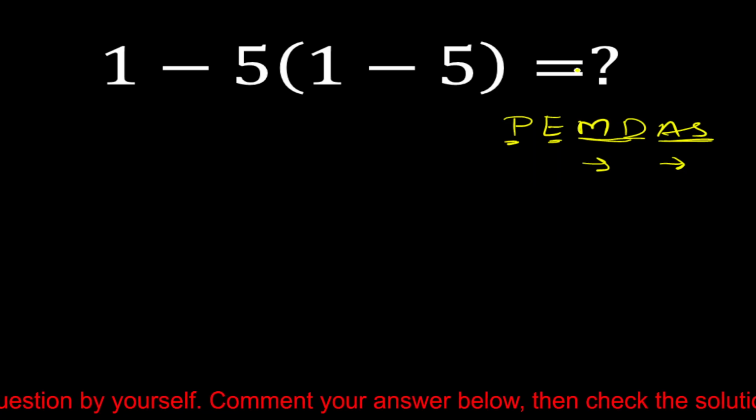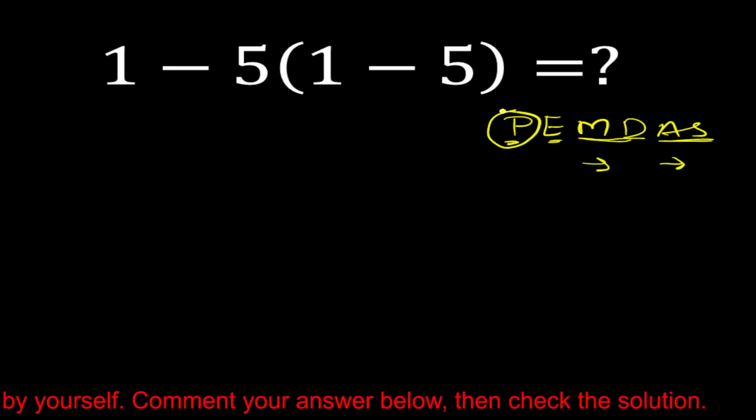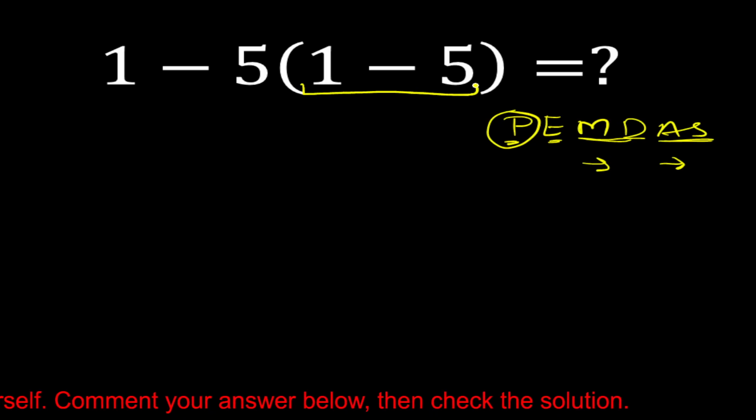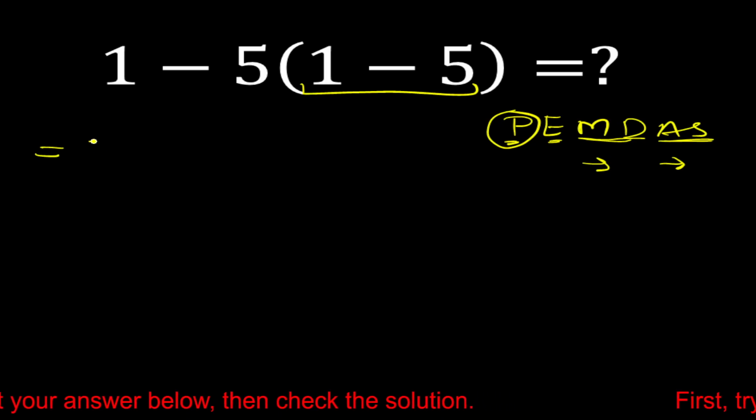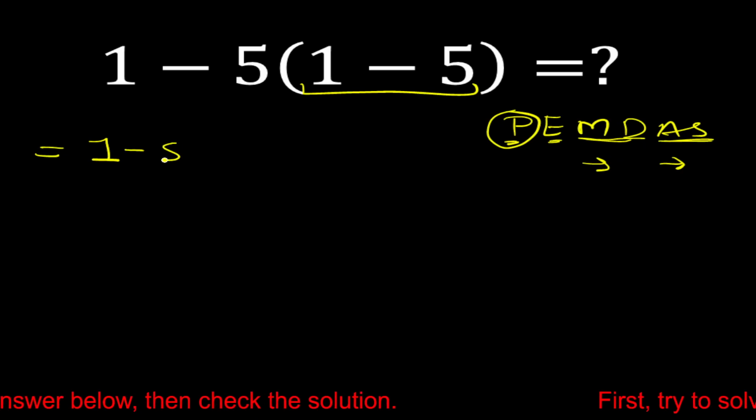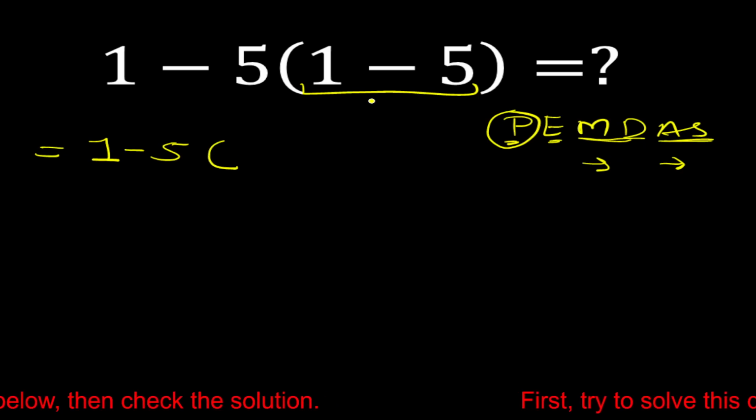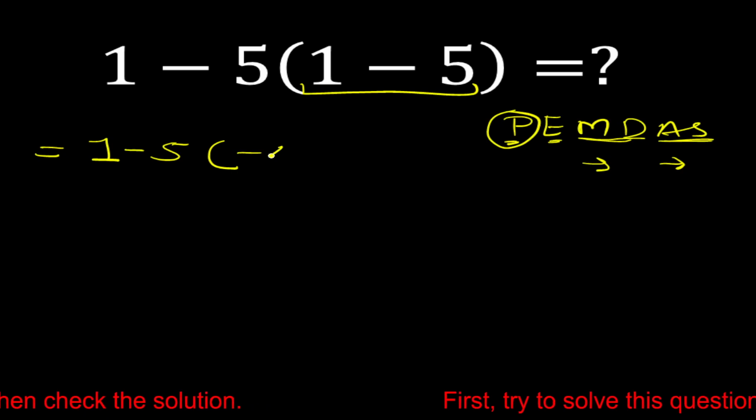Okay. So now first priority is parenthesis. Therefore, first we have to solve this part. So is equal to 1 minus 5. 1 minus 5 is equal to 4.